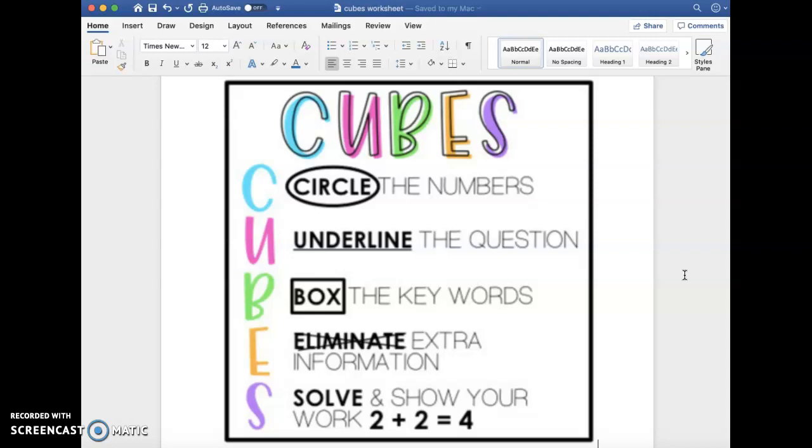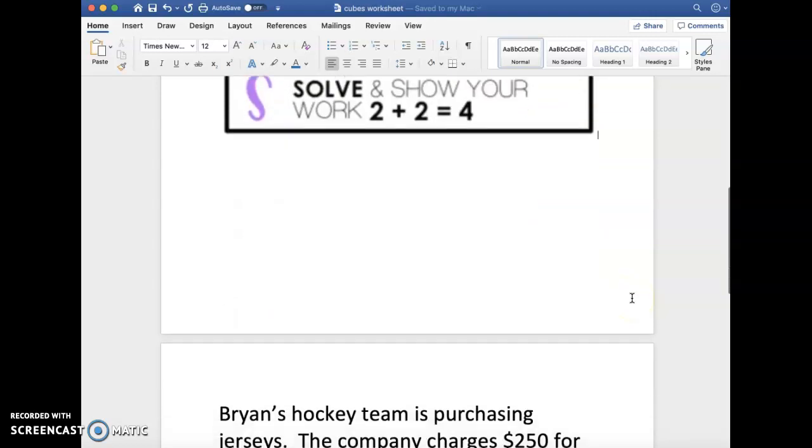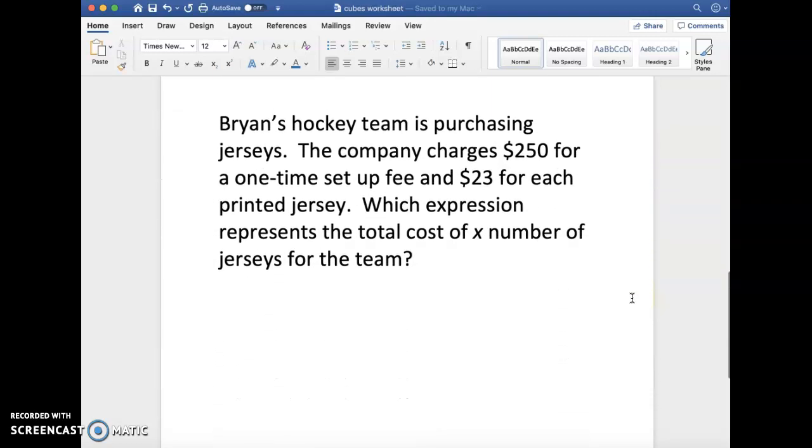So now I'm going to show you how you would use this strategy. So if I was given the word problem, Brian's hockey team is purchasing jerseys. The company charges $250 for a one-time setup fee and $23 for each printed jersey. Which expression represents the total cost of X number of jerseys for the team?